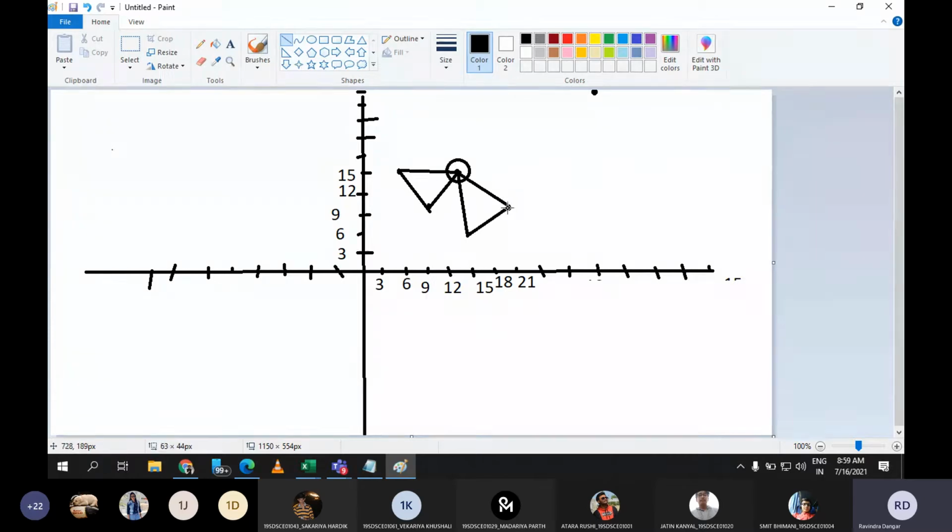you can see your triangle is getting rotated at an angle of 90. In between each line you will get a 90 angle. What do you think? Is it so? Yes or no? See sir, this angle is 90. This angle is also 90.